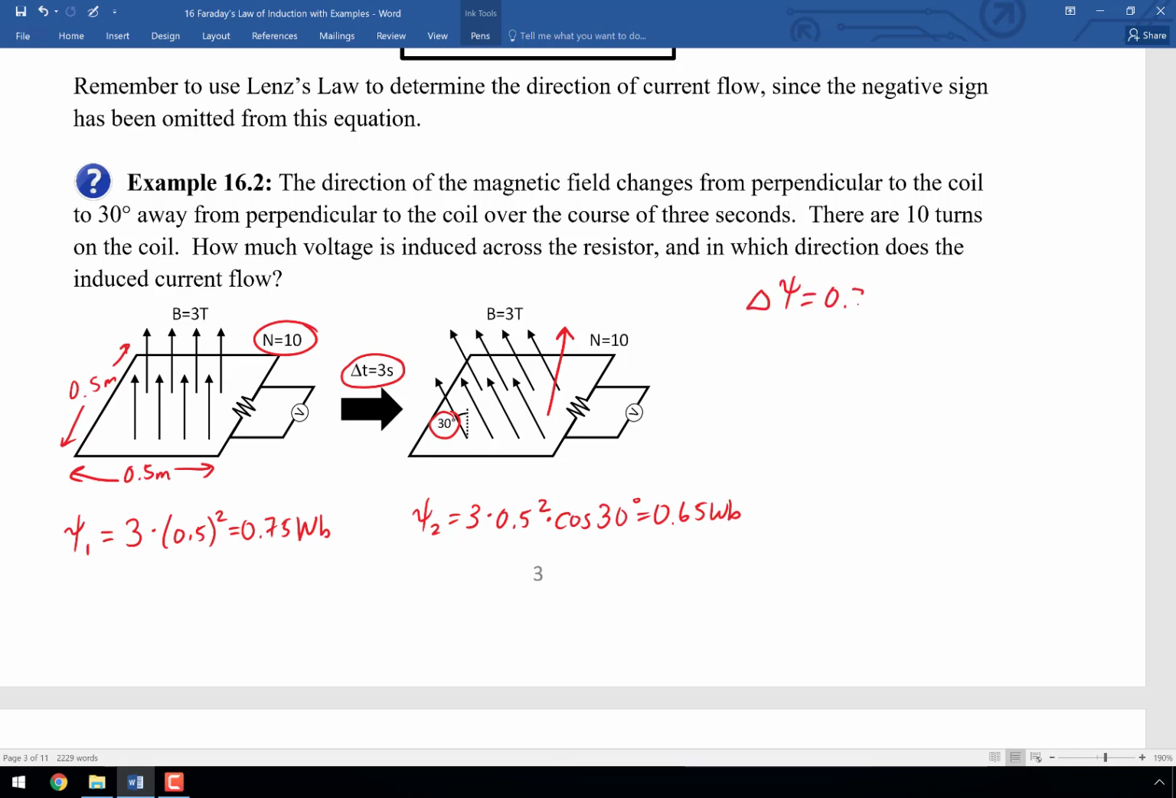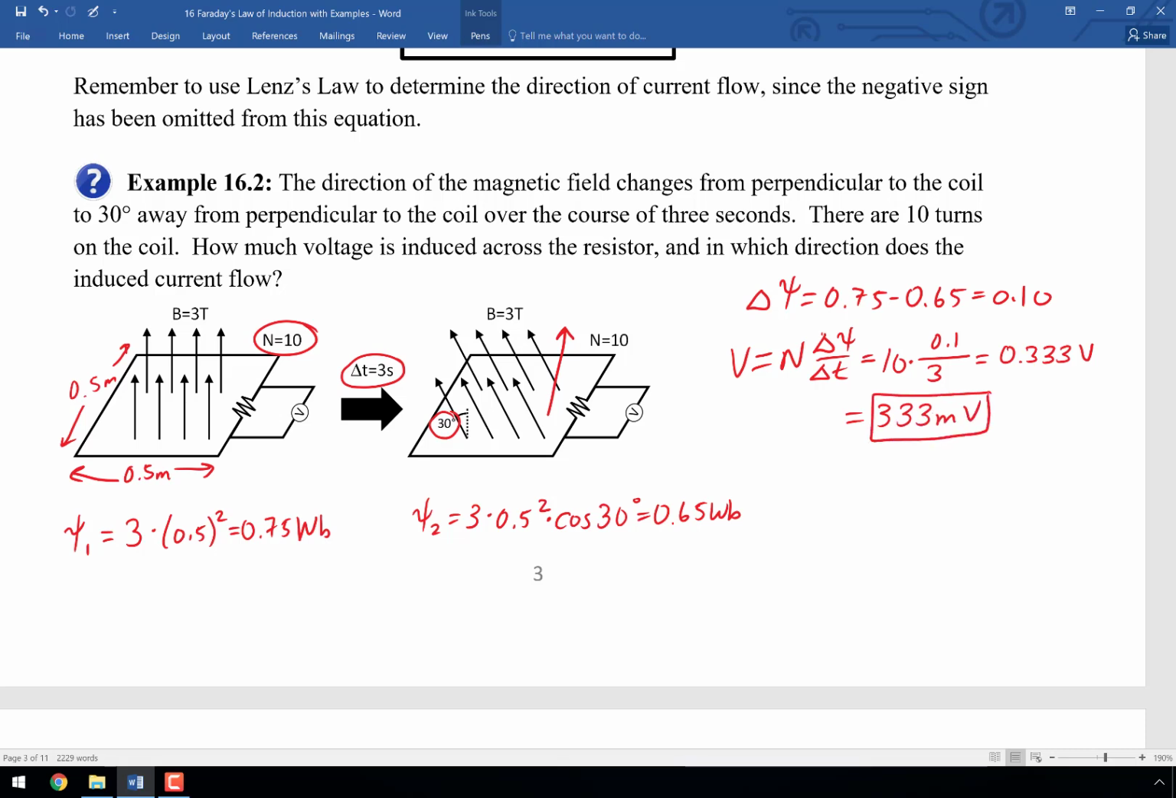Delta psi then is equal to 0.75 minus 0.65, which is 0.10, and V is equal to d psi dt, but we're going to list it as delta. Oh, I forgot the n. V is equal to n delta psi over delta t, which is going to be 10 times 0.1 divided by 3, which is going to give me 0.333 volts, which I'll represent as 333 millivolts. So about a third of a volt. As predicted, it's not a very strong voltage, but it's certainly measurable voltage. It's certainly something to consider.